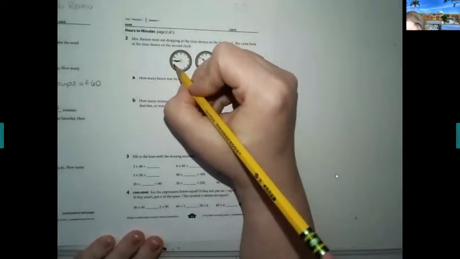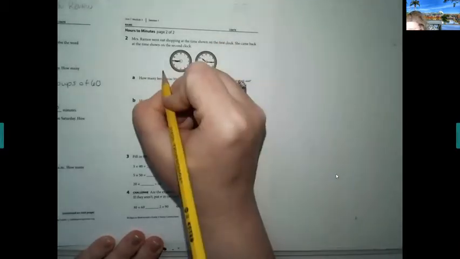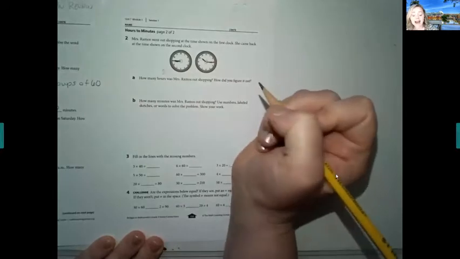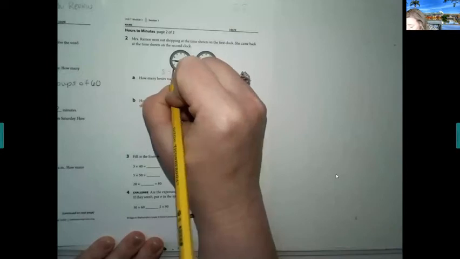So we're going to look at our hour first. It's pointing between the 8 and the 9. It's still in the 8 o'clock hour. It hasn't hit 9 o'clock yet, so we're at 8 o'clock. And I see my minute is on the 9. Well, what is 9 times 5? 45. Good. So 8:45 is our start time.